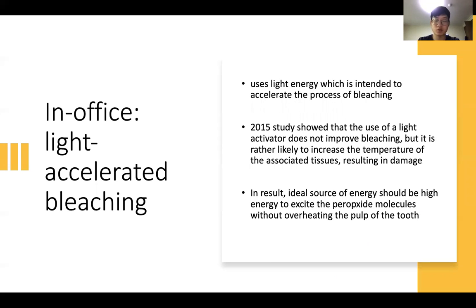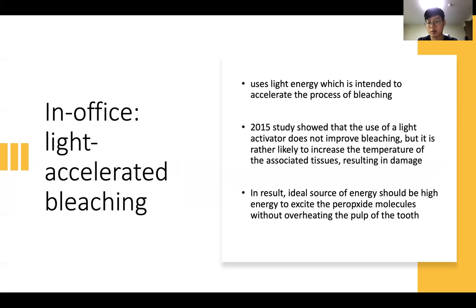The first way of tooth whitening in office is light accelerated bleaching. Light accelerated bleaching uses power or light energy which is intended to accelerate the process of bleaching in a dental office. Different types of energy can be used in this procedure, with the most common being halogen, LED, or plasma arc. Use of light during bleaching increases the risk of tooth sensitivity and may not be any more effective than bleaching without light when high concentrations of hydrogen peroxide are used.